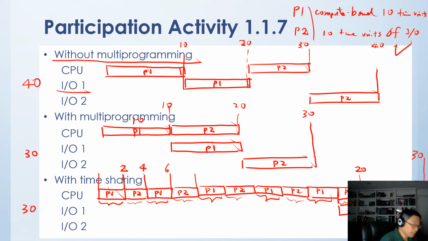So it's 30, with the time sharing. Now you can check if each program is allowed to run for 1 time unit and switch to the other for another 1 time unit and switch back for 1 time unit. So instead of 2 time units, you will find out there's no difference. The total operation time is also going to be 30.